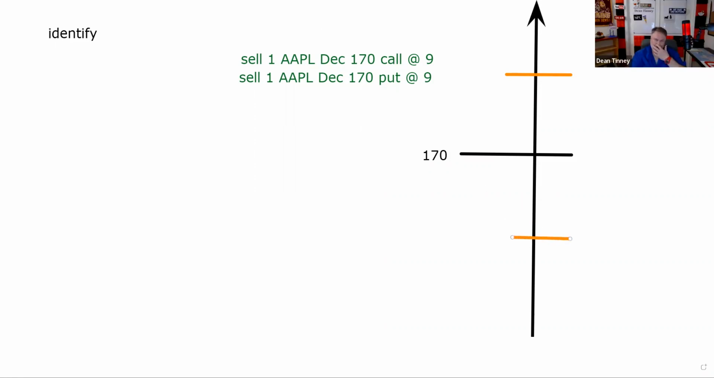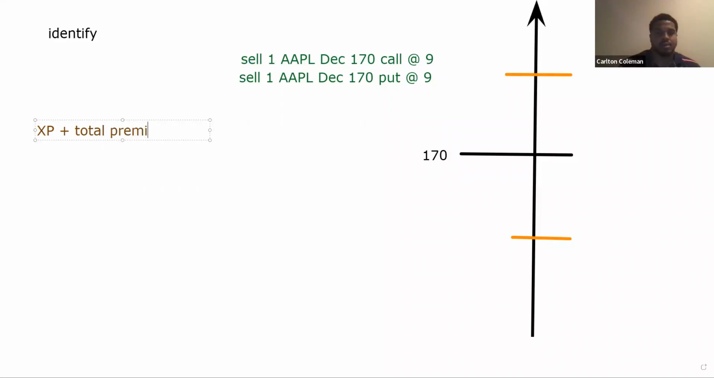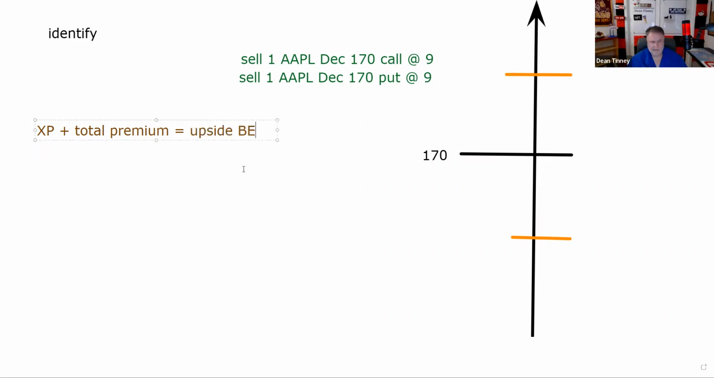Right on. So what we're going to do is we're going to total the premium. So it's going to be strike price plus total premium. And that's going to give us our upside break-even. Yep. And then strike price minus total premiums will give you the downside. Indeed. And remember, it's the only one in which we actually have 2 break-evens. Yep.